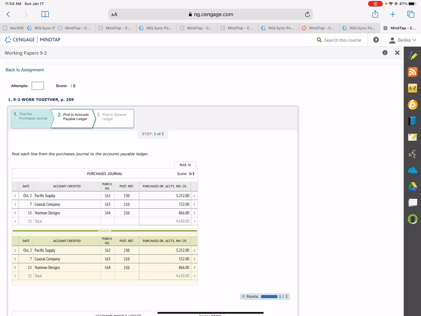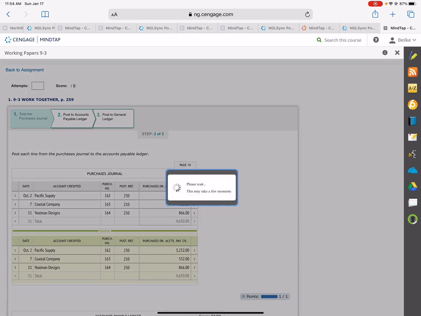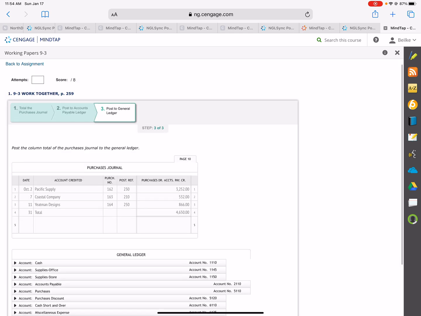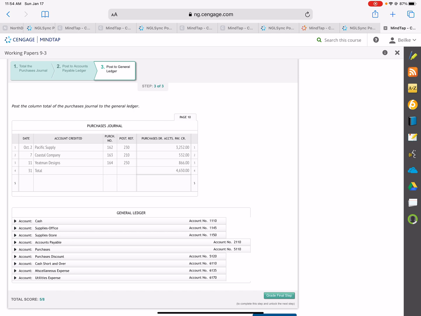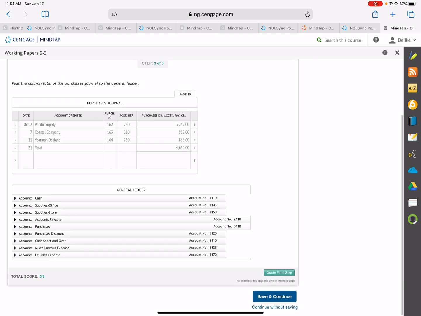Okay, going on to the third step is posting to the general ledger. It says post the column totals of the purchase journal to the general ledger. So we're going to take the amounts that are in our purchase columns of the totals, and we're going to post them. So the first one, it says purchase debit.